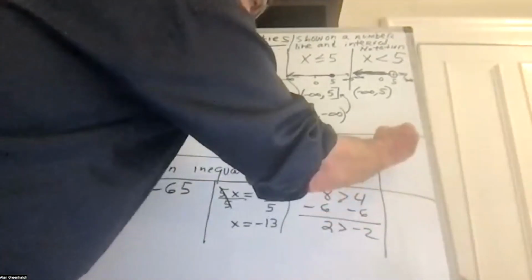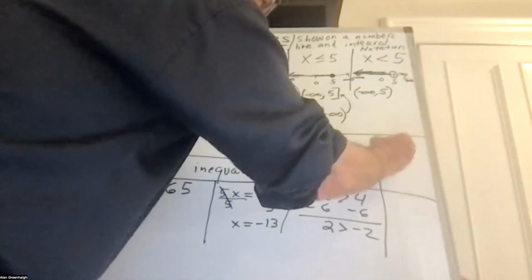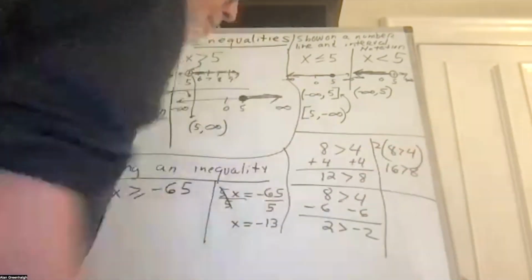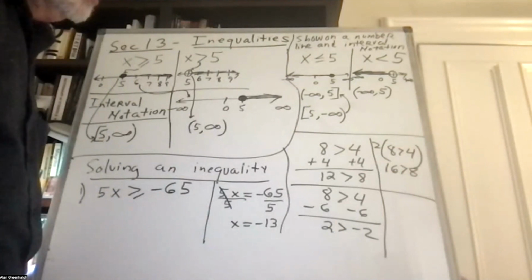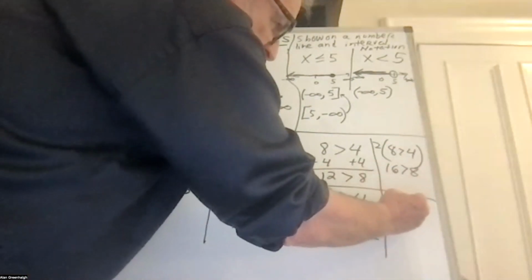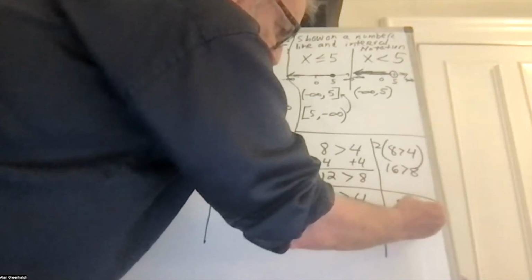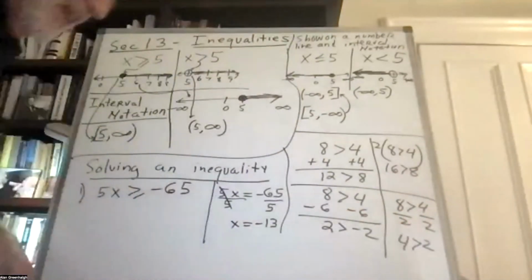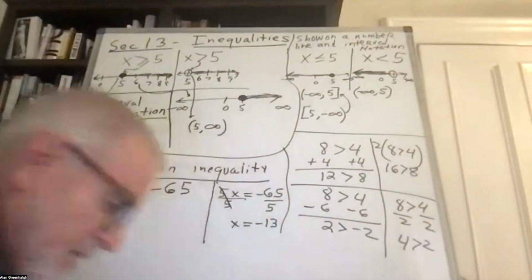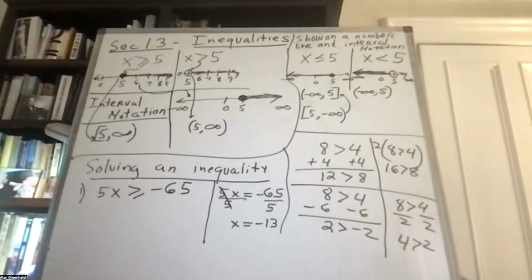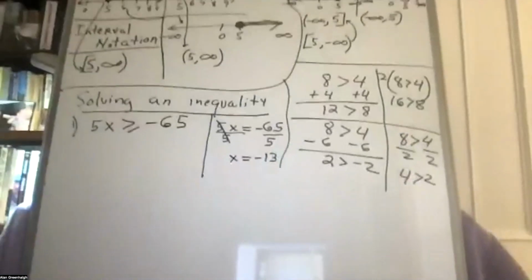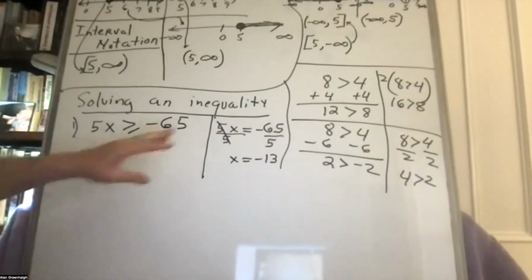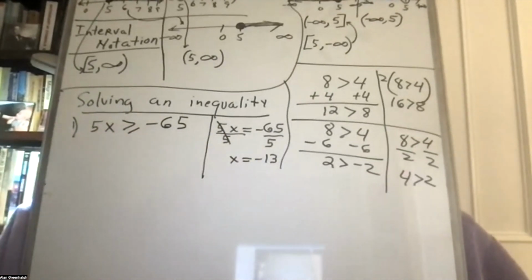Can you multiply? 8 is greater than 4. Can you multiply by 2? You get 16 greater than 8. Is that true? Yeah, that's true. So you could multiply. How about divide? Can you divide in an inequality? 4 is greater than 2? Yeah. It looks like you could do all 4 operations, doesn't it? So that looks pretty good. So when we're solving an inequality, it looks like everything we do to an equation, we could do to an inequality. But it's not completely true.